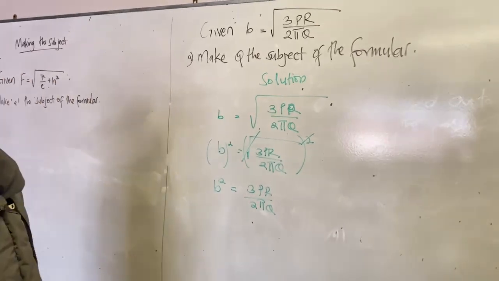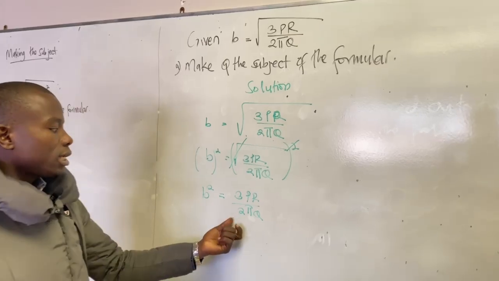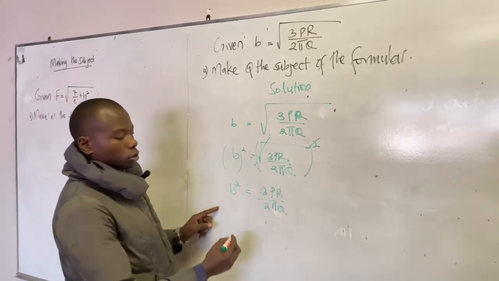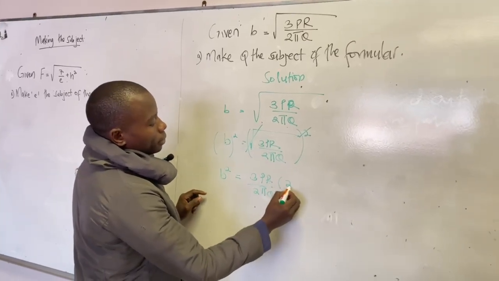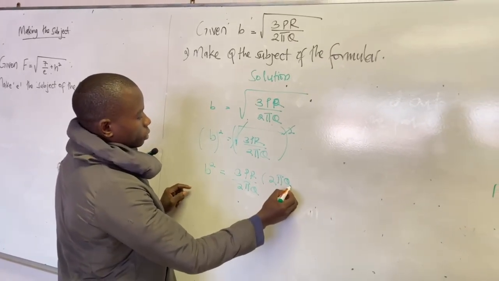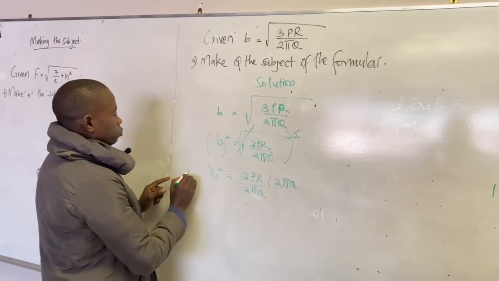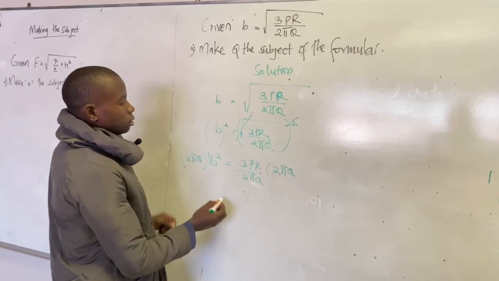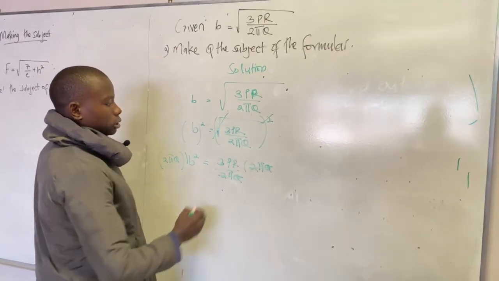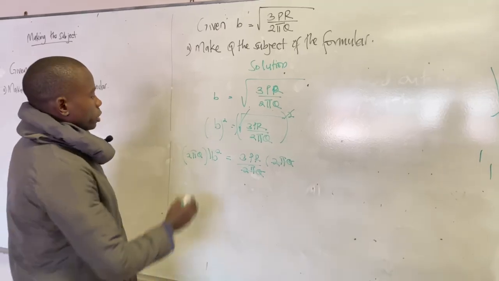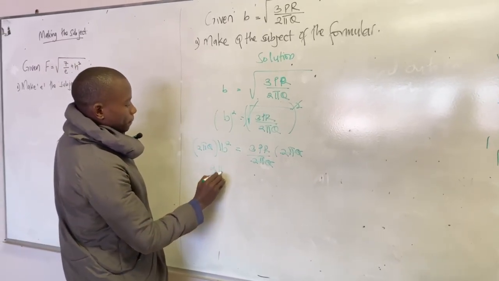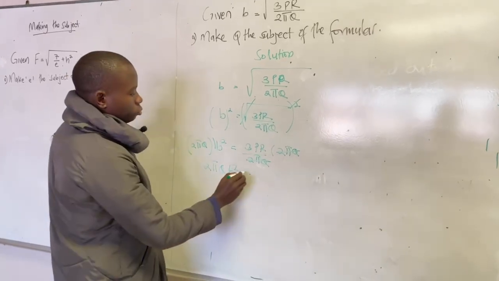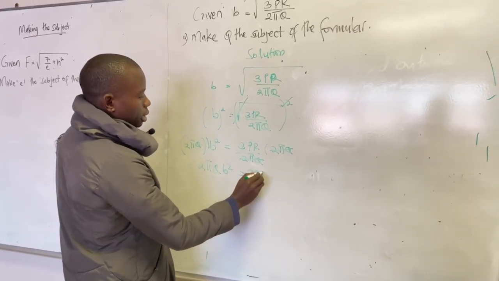But remember, the question says that we need q as the subject of the formula. So since we have this, what are we going to do? We are going to multiply by 2 pi q on both sides. We multiply it, so this one shall be cancelled with this one. So here we are going to have 2 pi q b squared will equal to 3pr.